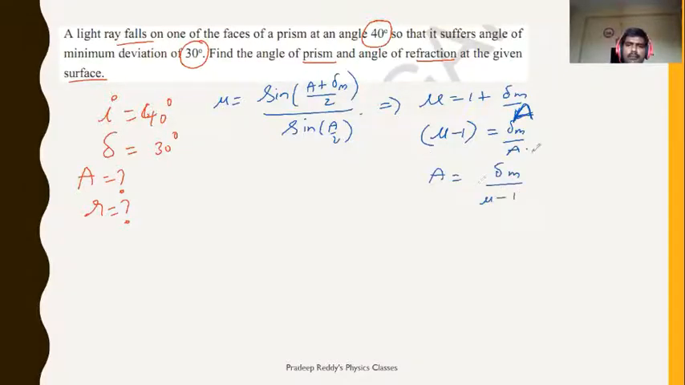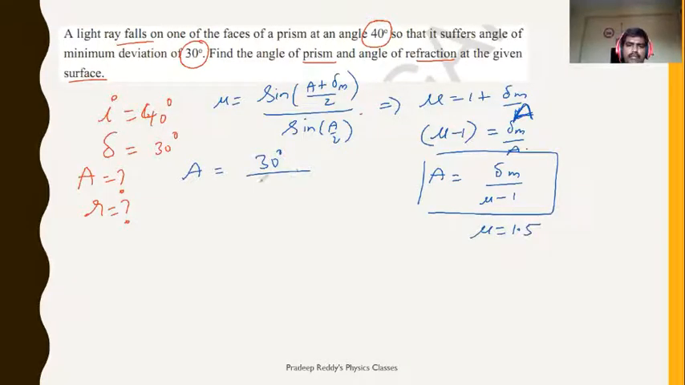This is the formula which we have already derived. Delta m is known to you. You want to find out this A. A is equal to delta m, it is 30 degrees, divided by mu minus 1. For glass, refractive index mu is equal to 1.5. 1.5 minus 1 is 0.5. This is equal to 30 degrees divided by 1 by 2, so 2 goes to the numerator. So this A is equal to 60 degrees. Angle of prism is 60 degrees.